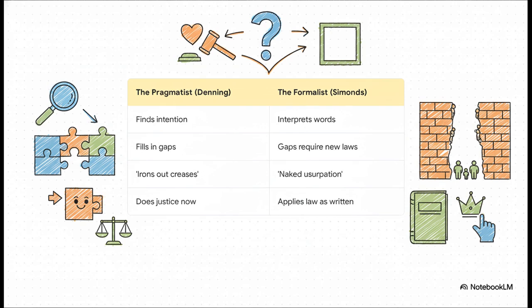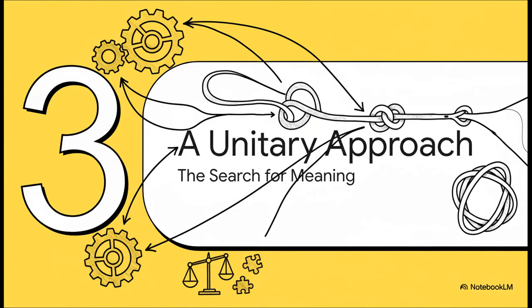So there you have it, two completely opposing ideas about what a judge should be. On one side, you've got Denning, the pragmatist who's all about finding the intention and ironing out the creases to do justice in the case right in front of him. On the other, you've got Simons, the formalist, who says you stick to the words and anything else is a dangerous power grab. And for a really long time, it felt like you had to choose a side. Were you Team Denning or Team Simons?